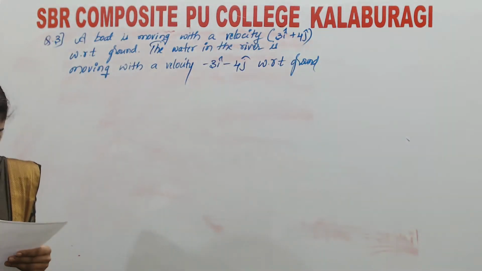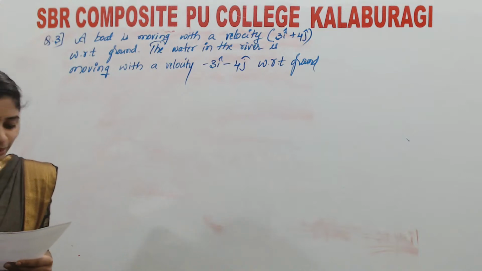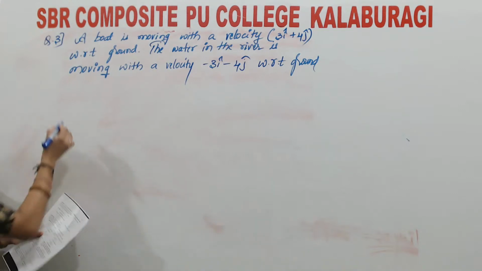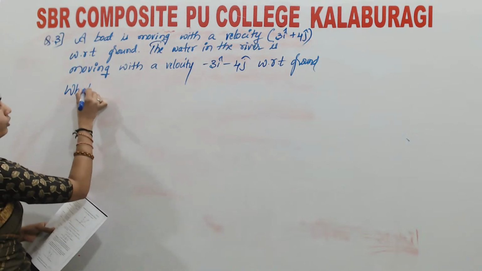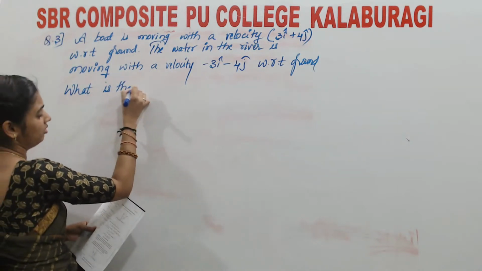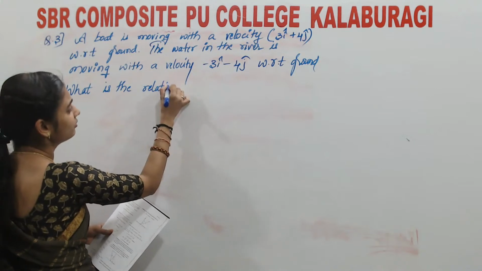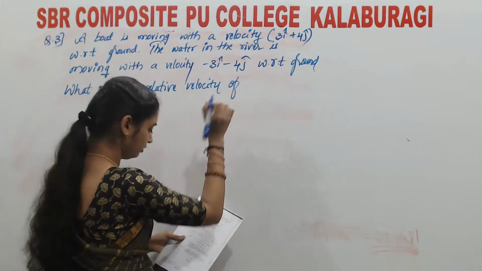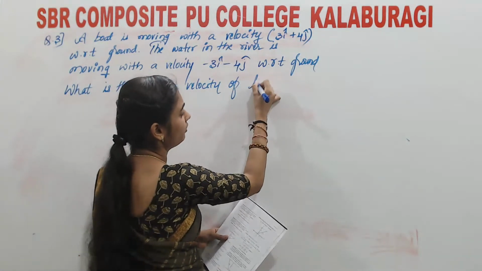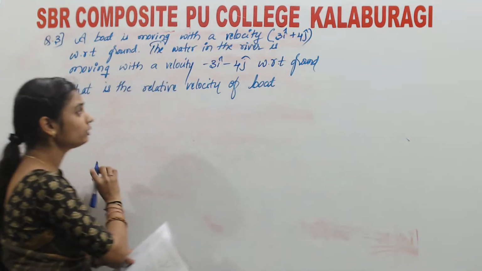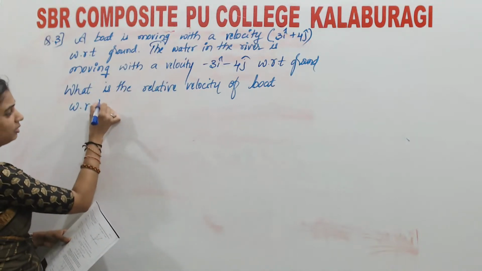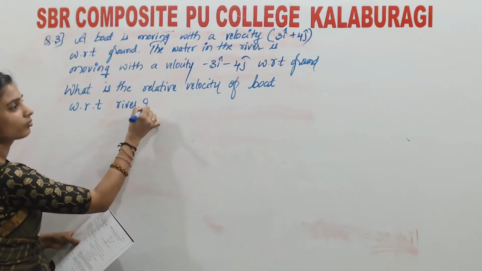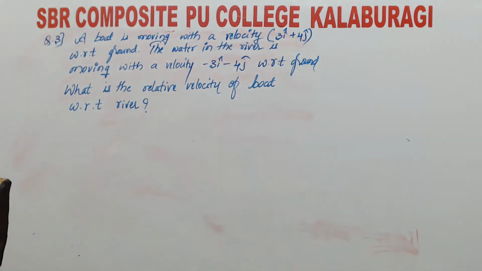Now, what is the relative velocity of the boat with respect to the river? They are asking to find the relative velocity of the boat with respect to the river. Again they are asking for relative velocity. Look at the question they have given.